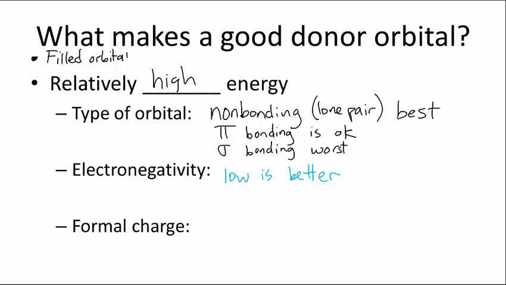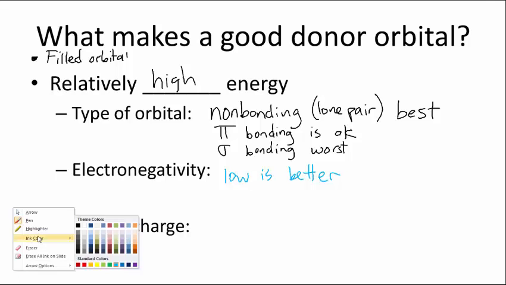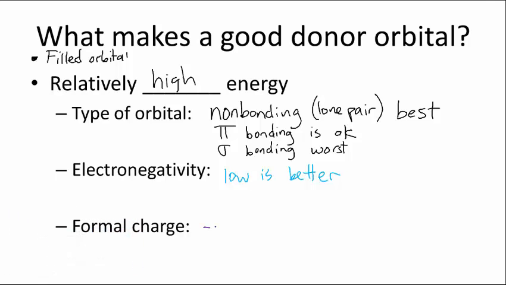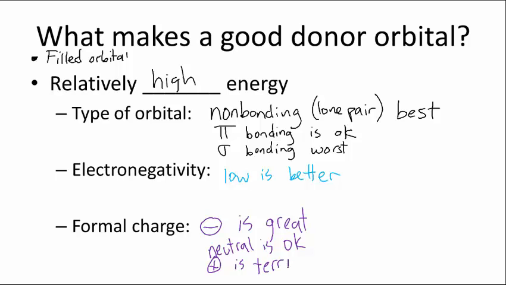And then what about formal charge? What kind of formal charge will make something more likely to donate electrons? Negative. Negative formal charge makes something a great donor, right? It's got extra electrons to donate. Neutral is okay. And positive would make it a terrible donor.